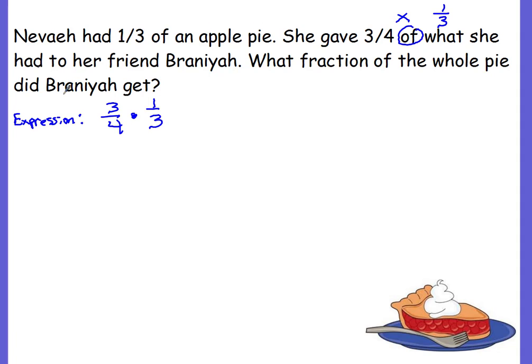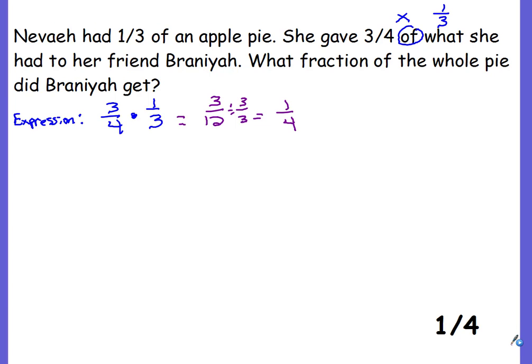Once you have the expression written down, then you can do the math. And you can say, okay, this is fraction multiplication. Both are in fraction form, so I'm going to multiply. Multiply my numerators. 3 times 1 is 3. Multiply my denominators. 4 times 3 is 12. Can I simplify? Sure. I could divide both numerator and denominator by 3, and I'm going to get 1/4. So what fraction of the whole pie did Brianna get? She got 1/4 of the pie.